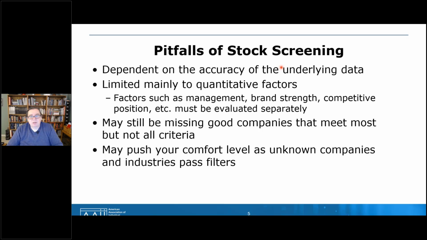If you have a screen that's looking at price to book less than 1.0, a company can be interesting with a price to book of 1.01, and it's not going to pass your filter. So you might miss some companies on the margin that meet most but not all the criteria. And the other thing is, too often we tend to fall into the trap of simply looking at companies that we're familiar with, industries we're familiar with.